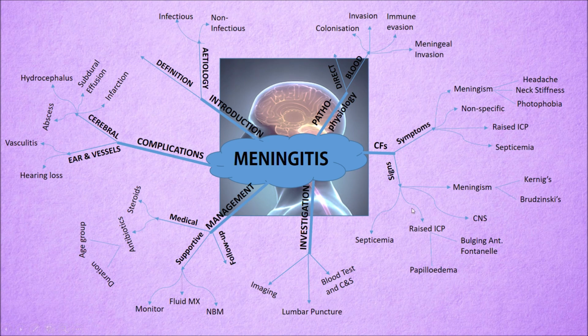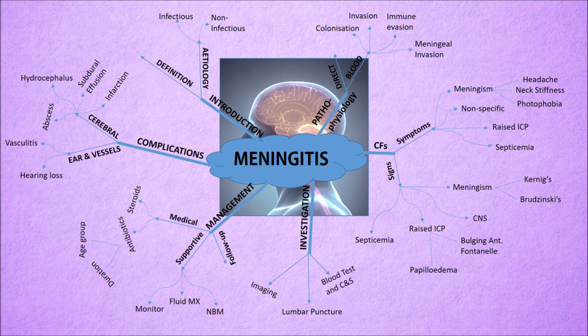Next, we move on to how we manage the meningitis patient. It basically involves three concepts: medical management, supportive management, and also long-term follow-up. For medical management, it's very important to give antibiotics for the meningitis patient and also consider a definitive treatment. But there are some factors we have to take into consideration when giving the antibiotics, which are age group and also duration of therapy.